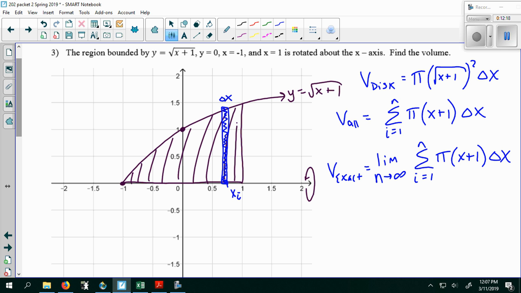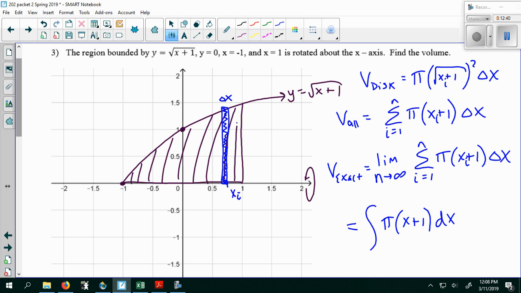That is the definition of an integral. It's a limit of a Riemann sum. So this is the integral. I translate, dropping the subscripts, which I forgot to put in the first place. There we go. Drop the subscripts, change the delta x to a dx. So this becomes pi times x plus 1 dx.